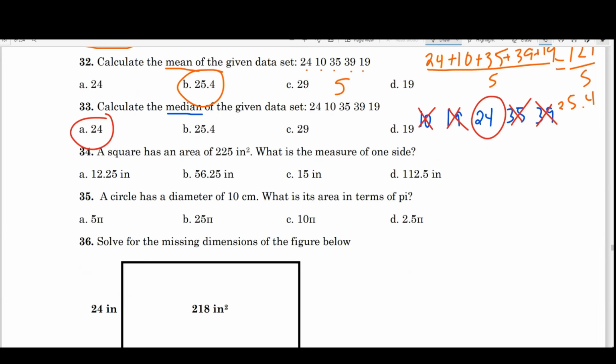All right, number 34 says a square has an area of 225 inches squared. What is the measure of one side? Anytime we're dealing with geometry, you want to make sure you understand the properties of the shapes. Because we're dealing with a square, we know a square is equal on all sides. So if we draw it out, all the sides are equal, and they're telling us that the area is 225. We want to figure out the measure of one side, which would be the same all the way around.